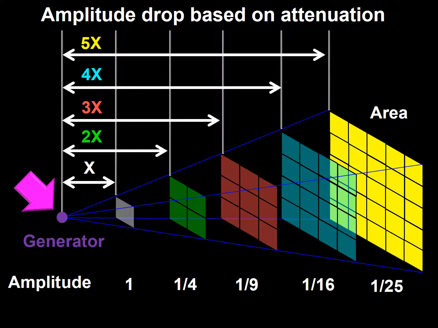Please pause the video and take a few seconds to look at this frame. The arrow points to the generator, that is the source of voltage. The numbers followed by the letter X refer to the distance between generator and electrode. The different color subdivided squares represent the effect of a squaring in relation to increased distance.